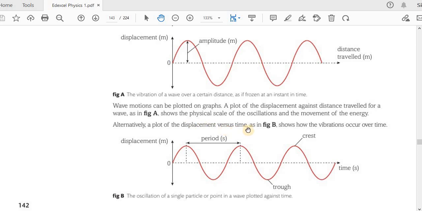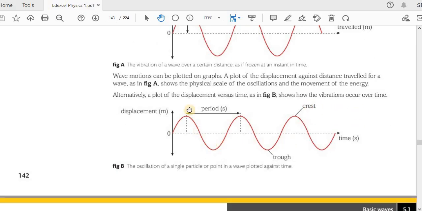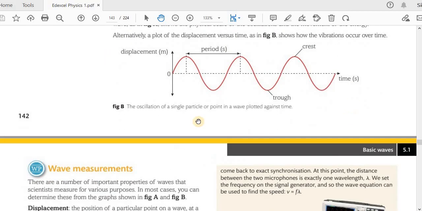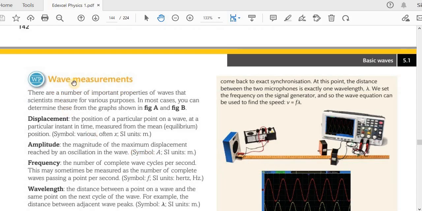Alternatively, a plot of displacement versus time, as in figure B, shows how the vibrations occur over time. So this is displacement versus time, with a time axis, whereas here it's displacement versus distance. It shows the oscillations of a single particle or point in a wave plotted against time. And we went through this.